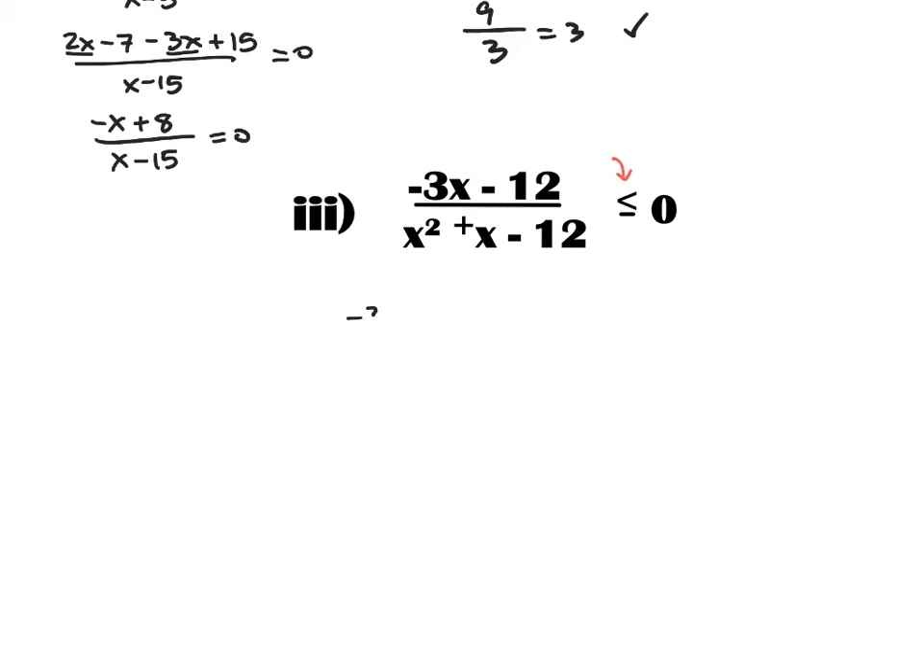I'm going to rewrite this as negative 3x minus 12 over, factoring the denominator, x plus 4 times x minus 3. This one you want to be careful with, because the numerator in this case is not going to yield an x-intercept. Let me show you why. If I factor the numerator, I'm going to take a negative 3 out. That leaves me with x plus 4.